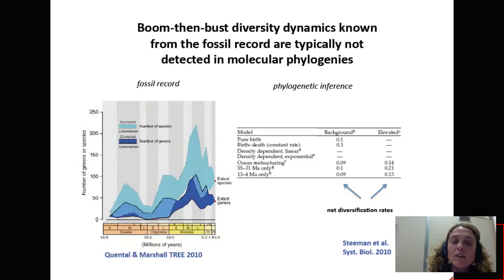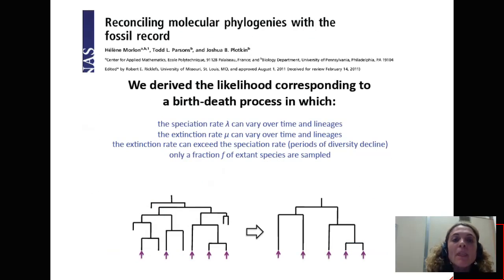So these patterns of diversity dynamics are known from the fossil record, but they are typically not detected in molecular phylogenies. In this example of the cetaceans, Cantor and Marshall really made this comparison between the diversity trajectories we infer from the fossil record and the one we infer from phylogenies. With phylogenetic inference, that's what you see in the table, the net diversification rate estimated at present is always positive, meaning that we have an increase in diversity towards the present, whereas we know from the fossil record that diversity has been declining.